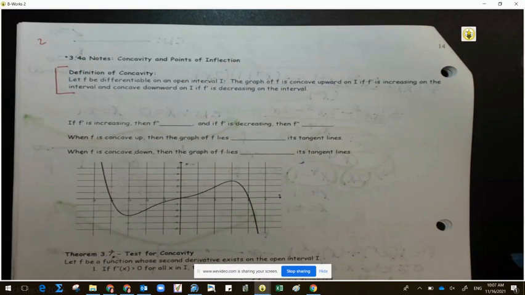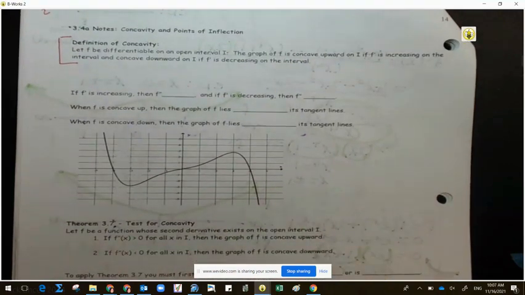Definition of concavity. On total interval line, concave upper line.